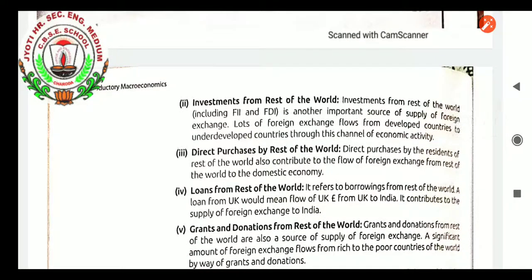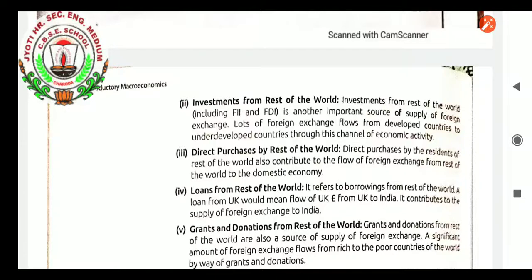Investment from the rest of the world, if we want it to be done in our country, definitely that supply we require to be in our currency. So this is also an important factor. When we demand investment from the rest of the world, lots of foreign exchange flows from developed countries to underdeveloped countries like India through this channel of economic activity. Direct purchases by the rest of the world. Direct purchases by the residents of the rest of the world also contribute to the flow of foreign exchange from the rest of the world to the domestic economy.